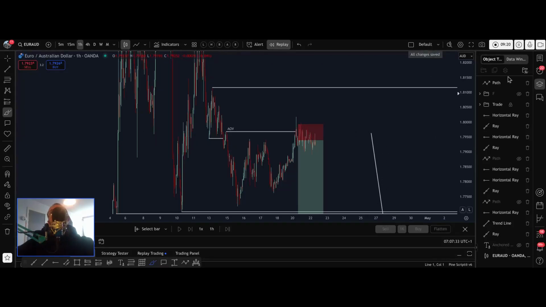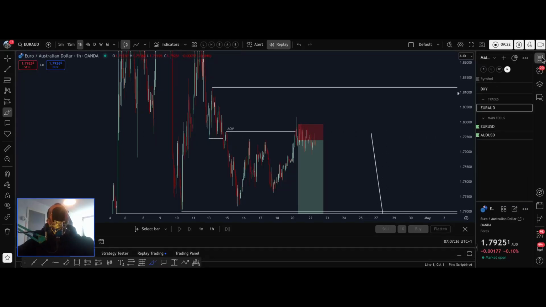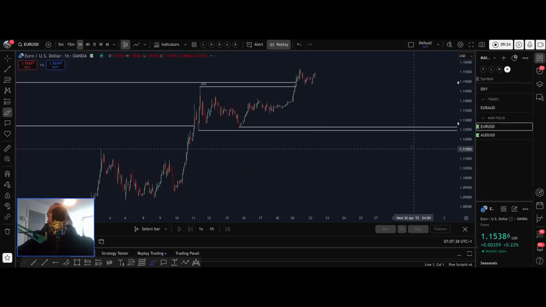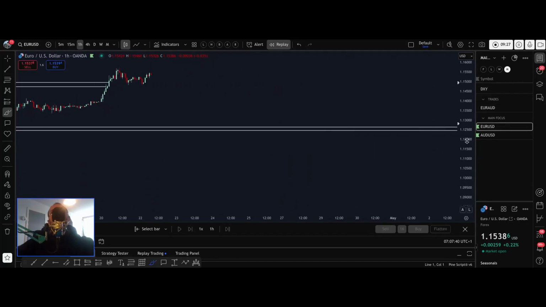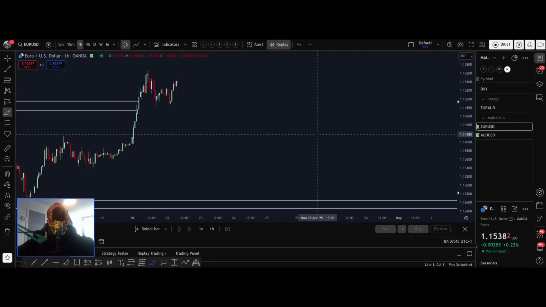That's why I'm happy with it. So that is Euro Aussie. So Euro dollar, previously I was looking only for shorts, and the same is applicable for Aussie dollar. However, the price has done something.